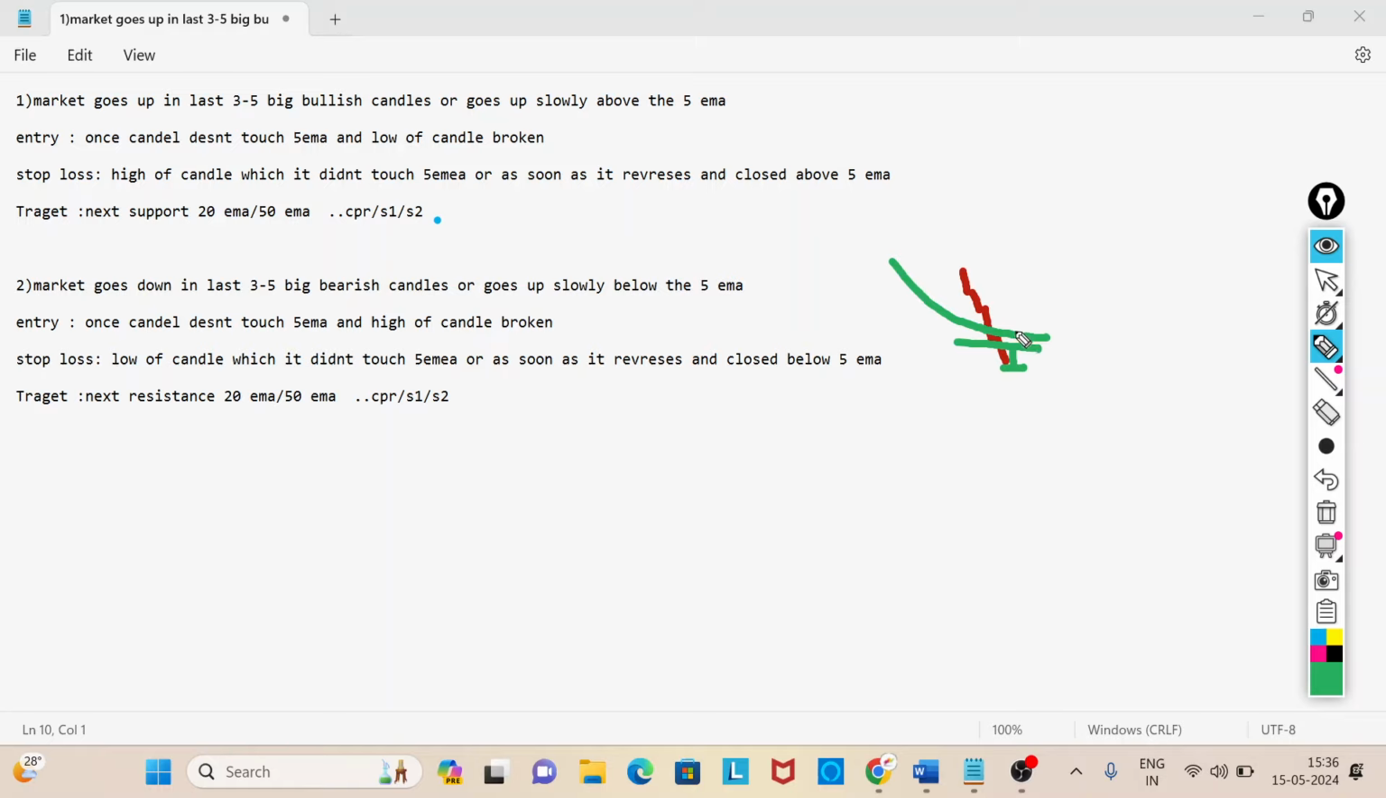If it reverses and closes above this 5 MA, we need to exit the trade. And our target will be the next resistance or 20 MA or 50 MA or CPR S1, S2, depending upon that. Now let's go to the graphs which I captured.